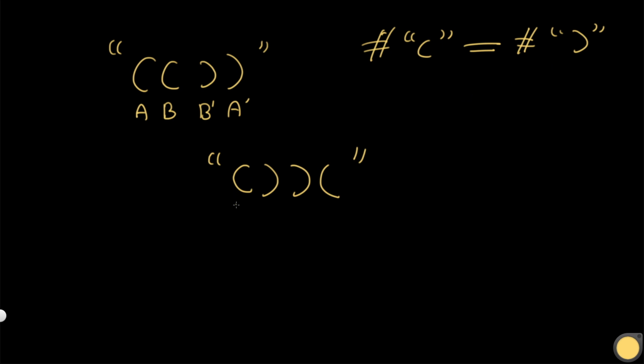But we have open, closed, so this is a valid set. But then we have closed, open, which does not make sense. So this does not form a valid set of parentheses. And the only valid set we have is this over here, and we return a length of 2. So the other thing that we need to worry about is the order at which this is done.